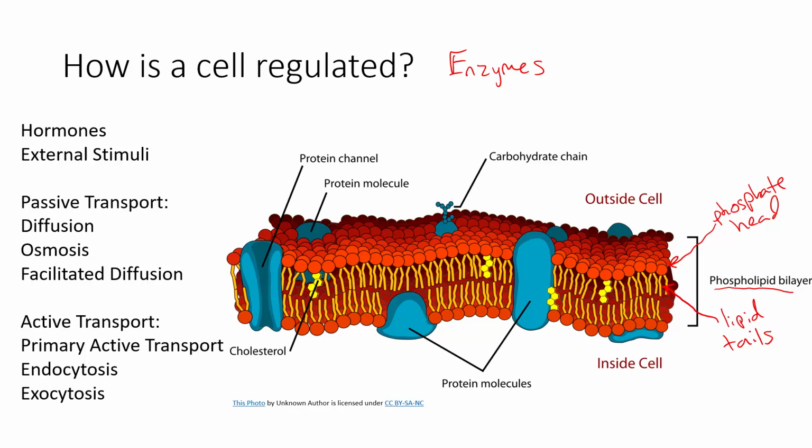So again, just kind of repeating, how is a cell regulated? Typically, a cell is regulated using enzymes. Hormones and external stimuli play a role in how the cell functions, and also our transport mechanisms allow the cell to act a certain way, to have certain substances inside and other substances out, and regulate the movement of substances through this membrane. So we just covered passive transport, which does not require energy and moves down the concentration gradient, and active transport, which does require energy and moves against the concentration gradient.